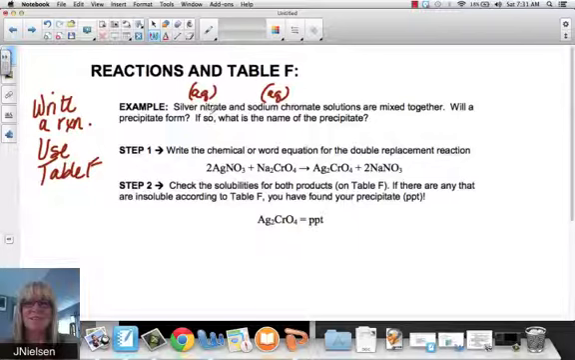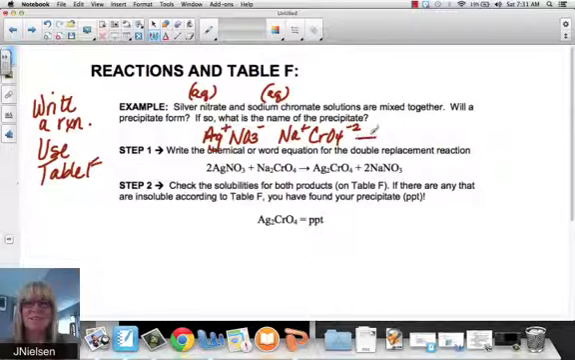So the first thing you're going to do is write the chemical or word equation if you're not given it. For silver nitrate, we write down silver, which is a +1 charge, and nitrate is a polyatomic with a -1 charge, so when we drop and cross we get AgNO3. Then sodium chromate: sodium is Na with a +1 charge. Chromate comes from our polyatomic chart with a -2 charge, so when we drop and cross, that 2 comes down here.